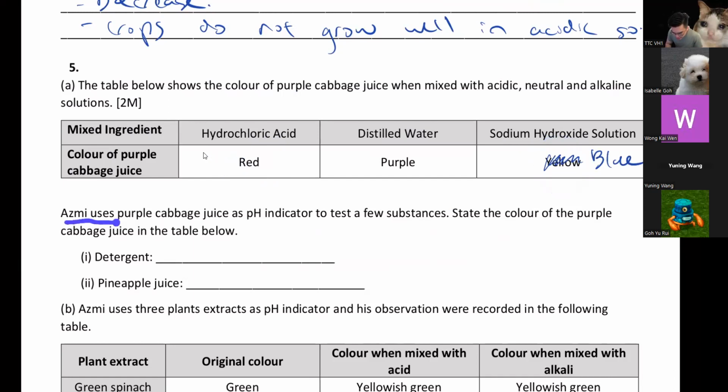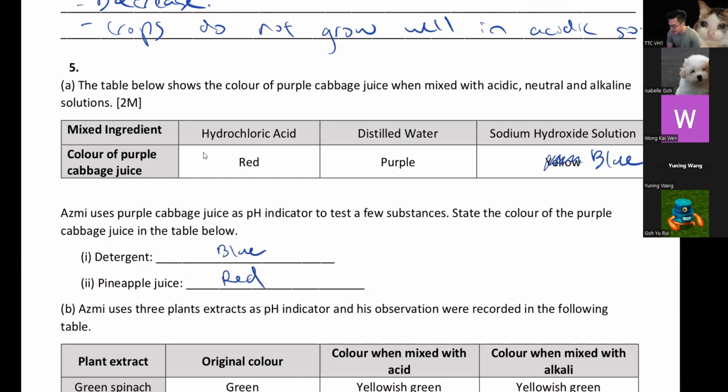So, Asme uses purple cabbage juice as pH indicator to test a few substances. State the color of the purple cabbage juice in the table below. Right, so detergent. Detergent is alkaline or acidic, guys? Okay, it's blue, thank you. Because it's alkaline. What about pineapple juice? Pineapple juice is sour, right? It's sour, right? So it's an acid, right? So you will see red.